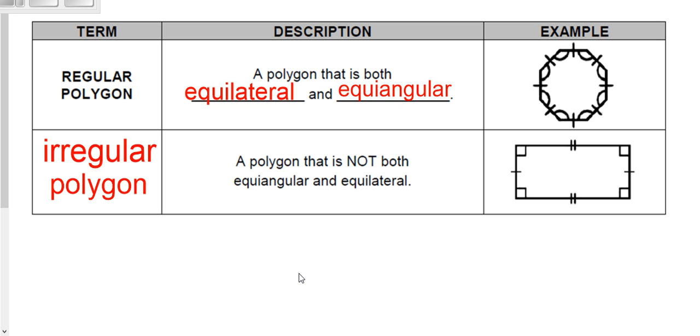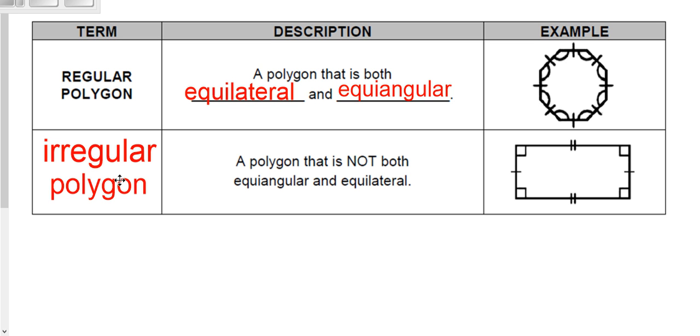Alright, part two of our lesson on interior angles of a polygon. We start off with a couple more definitions. What a regular polygon is. A regular polygon is a polygon that is both equilateral and equiangular. Equilateral means all the sides are the same, and in this picture they're marked with congruent marks on the side, the little sticks. And equiangular, all the angles are the same measure inside of here.